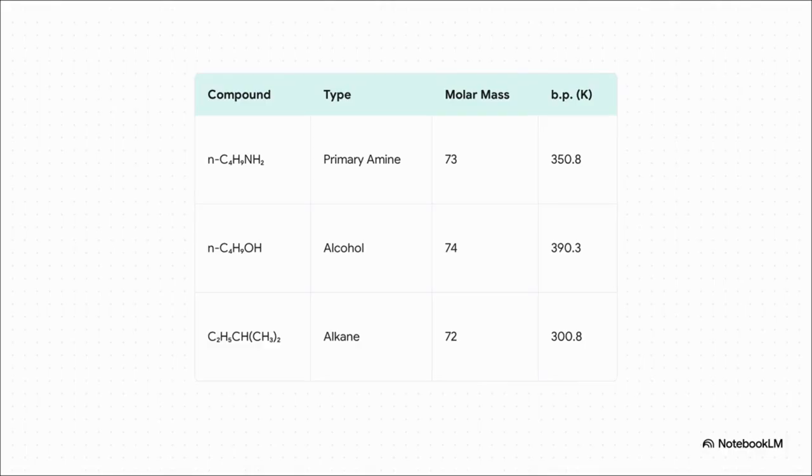And you can really see this stickiness in action when you compare these 3 compounds. They all have almost the exact same weight. But look at the boiling points. The alkane, with 0 hydrogen bonding, boils at a chilly 300 Kelvin. The amine, with its hydrogen bonds, needs a lot more energy. It boils way up at 350 Kelvin. Now, it's not quite as sticky as an alcohol, which boils even higher, but it's way, way stickier than a simple alkane.